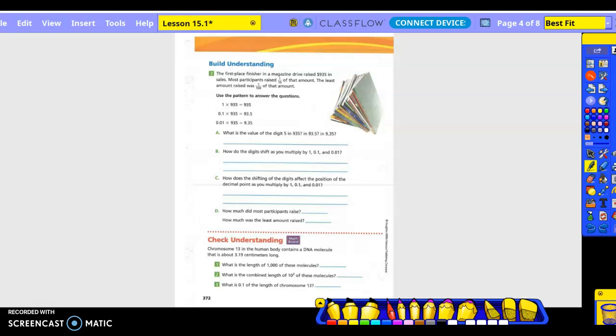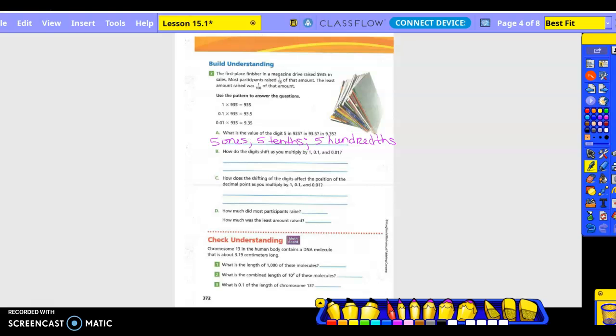So as we've learned, when you multiply by decimals or unit fractions, you go to the left. If you multiply by whole numbers, you go to the right. Okay. So what is the value of the 5 in 935? So 5 ones, right? What is it in 93.5? 5 tenths, right? And then 9.35, so 5 hundredths. And don't forget to put the THS, right? Because we're after the decimal.